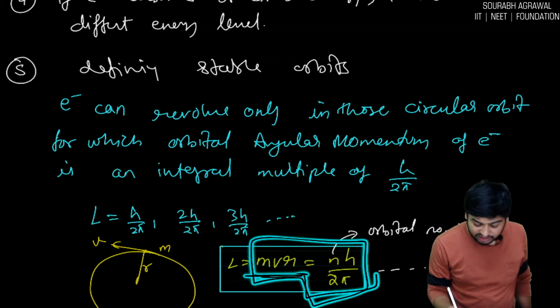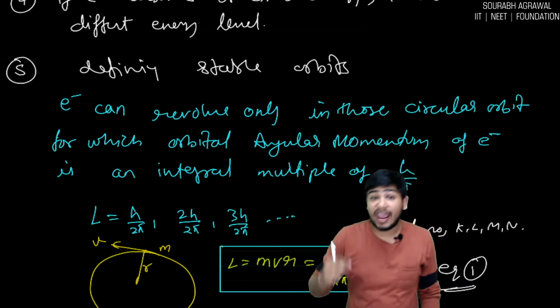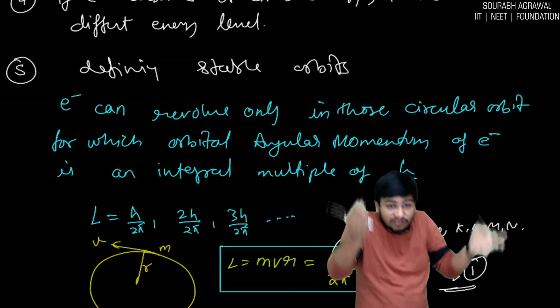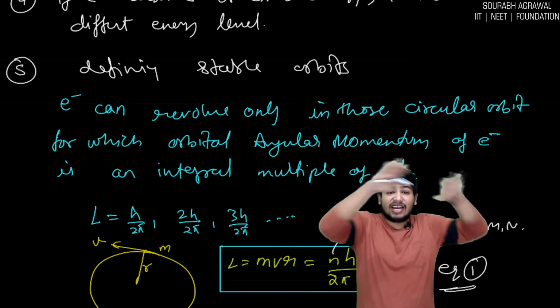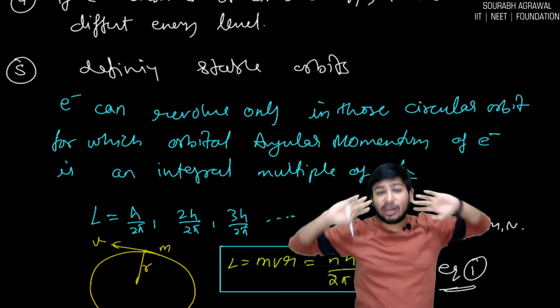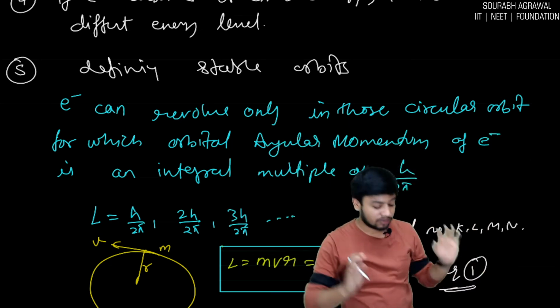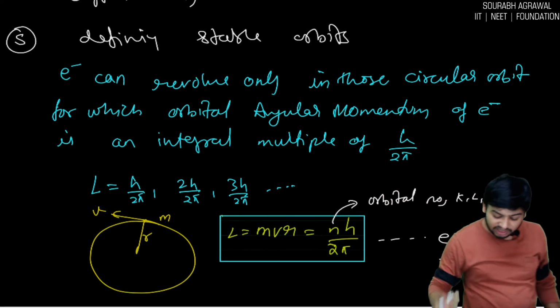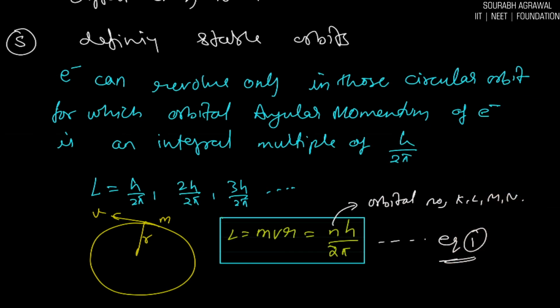So we have equated mvr with nh by 2 pi, where n denotes your orbit. When you are in the innermost state, n equal to 1, then second, n equal to 2, third orbit, n equal to 3, fourth orbit, n equal to 4. Are you getting my point? Okay. So this is the first equation. You can see n denotes the orbital number K, L, M, N. That means K is the first, L is the second, M is the third, N is the fourth. From here he got the first equation. That means we are going to derive something.